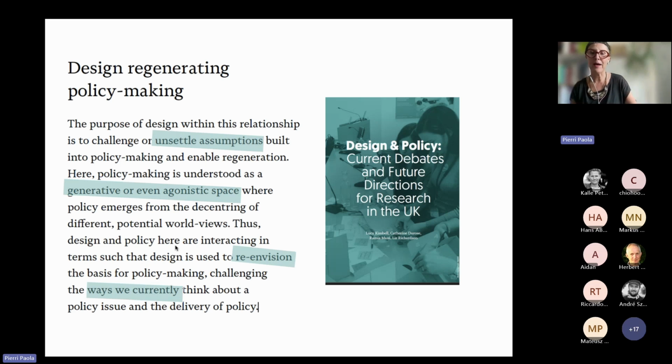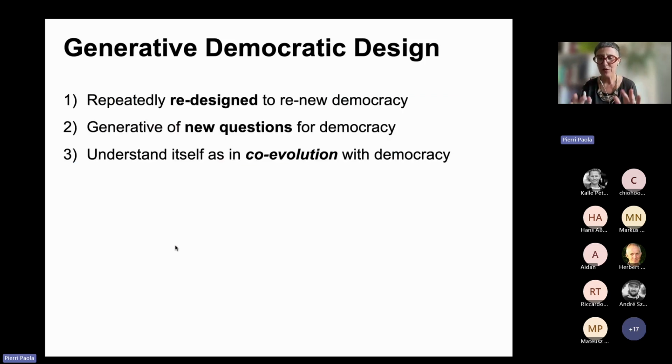And there are many concepts that I like and that resonate with my work, of course, and my idea of generative democratic design. But I also believe that there are some differences in how I understand the generative part. And I'm going to try and finish by articulating these differences, or how I see generative democratic design being generative in different ways. And mostly I'm going to talk about these three modes.